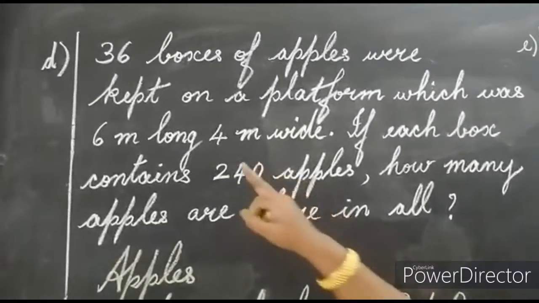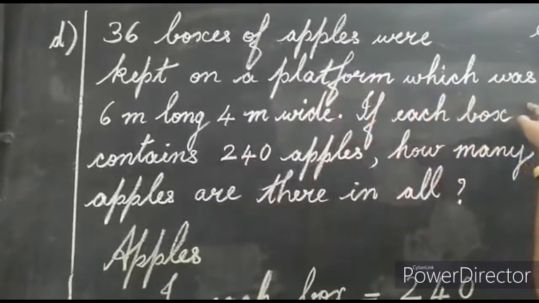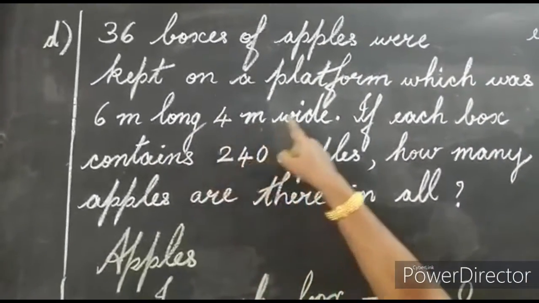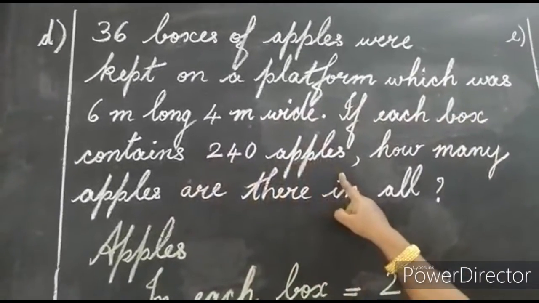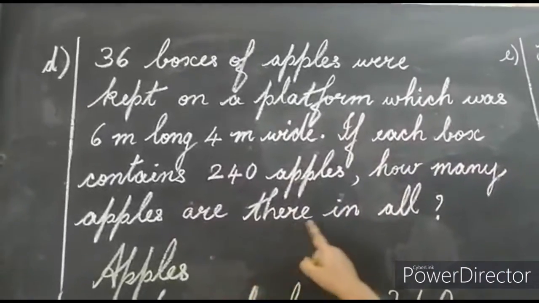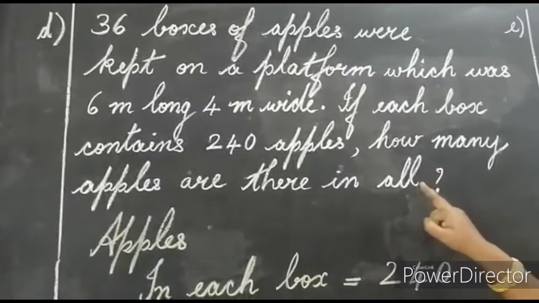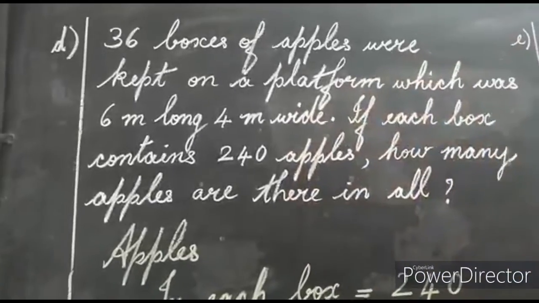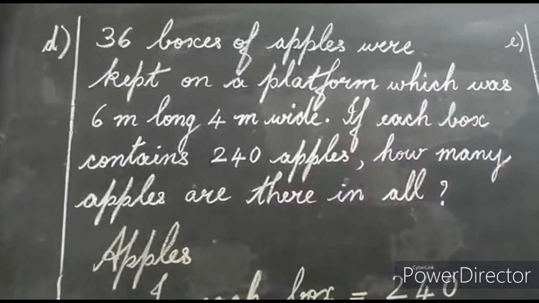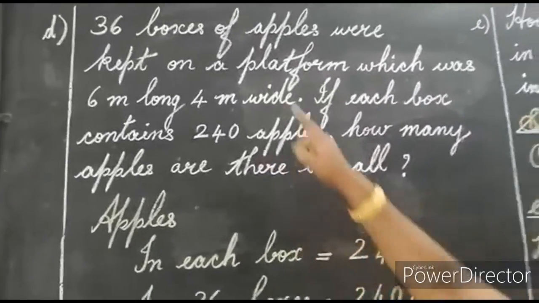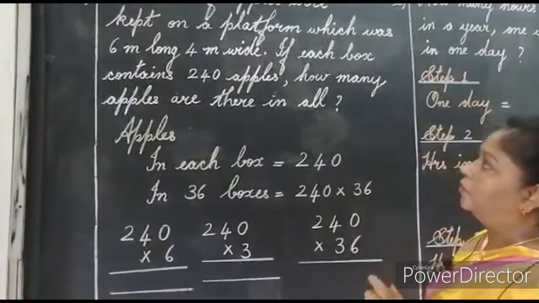Next sum. 36 boxes of apples were kept on a platform which was 6 meters long, 4 meters wide. If each box contains 240 apples, how many apples are there in all? Once again I say, don't get misguided by this word all. Read the sum. 36 boxes of apples, and here each box is given, and they have asked how many apples are there in 36 boxes. Only that is what we want, what is asked for.